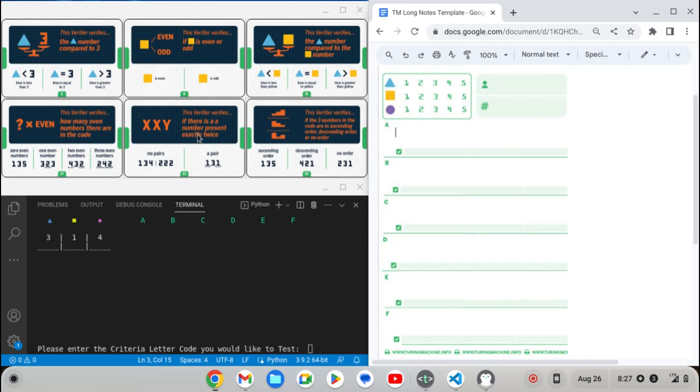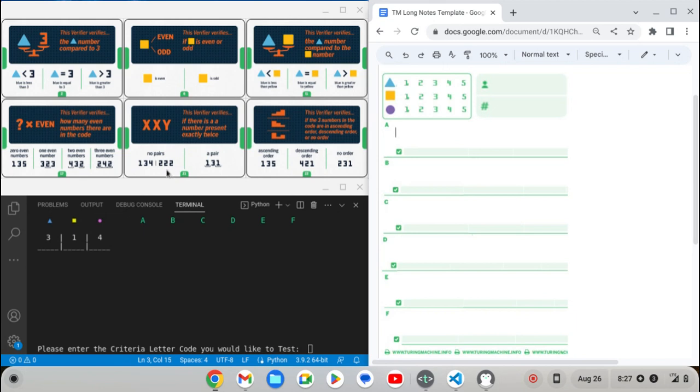Criteria card E again looks at our 3-digit solution, but this time will let us know a little bit about its structure, specifically if there's a pair in the solution, as in the example 131, or alternatively, there are no pairs, but there are 2 scenarios: one where all the digits are different, as in the example 134, or all the digits are the same, as in the example 222.